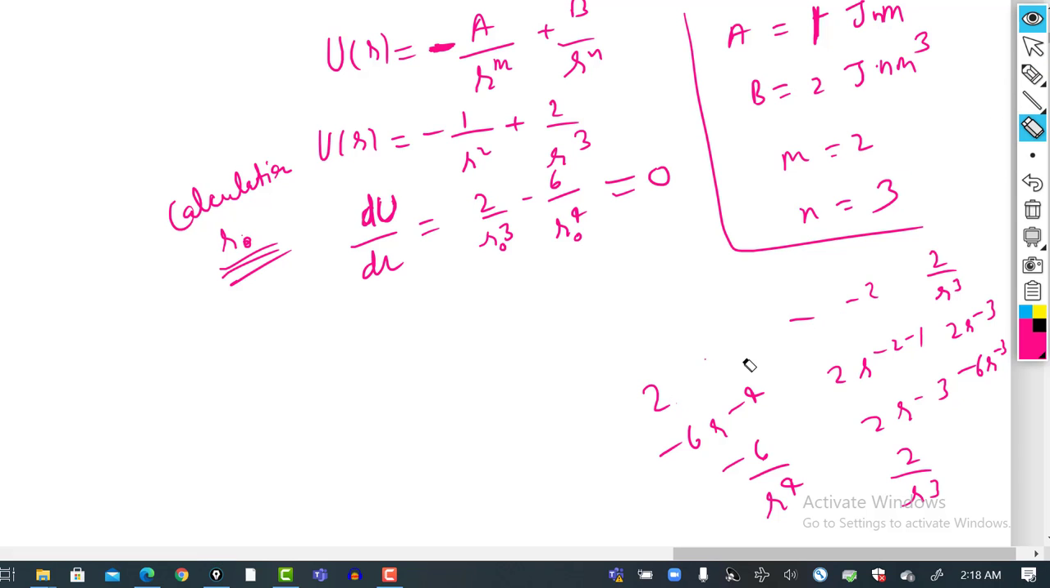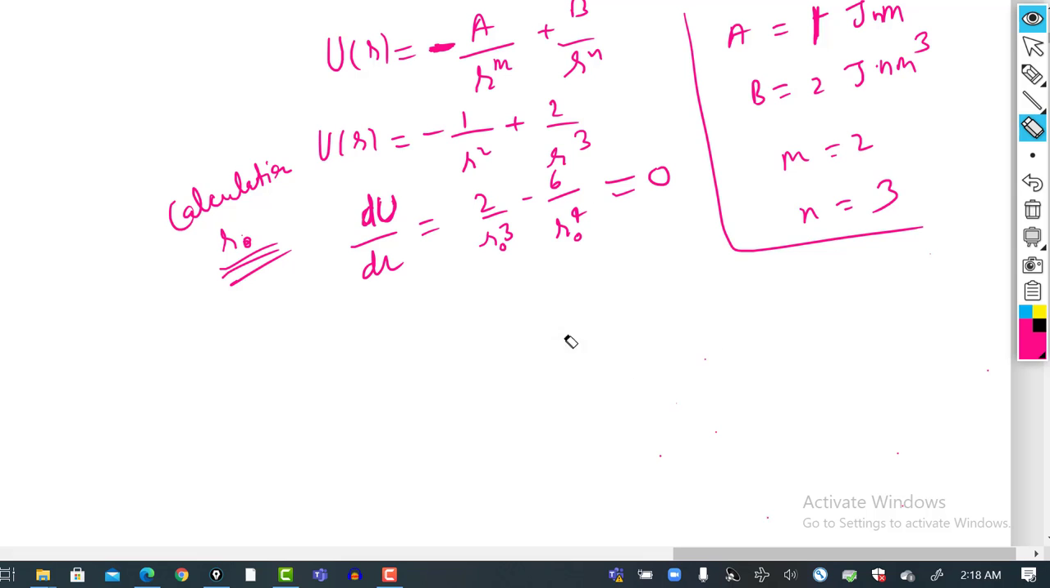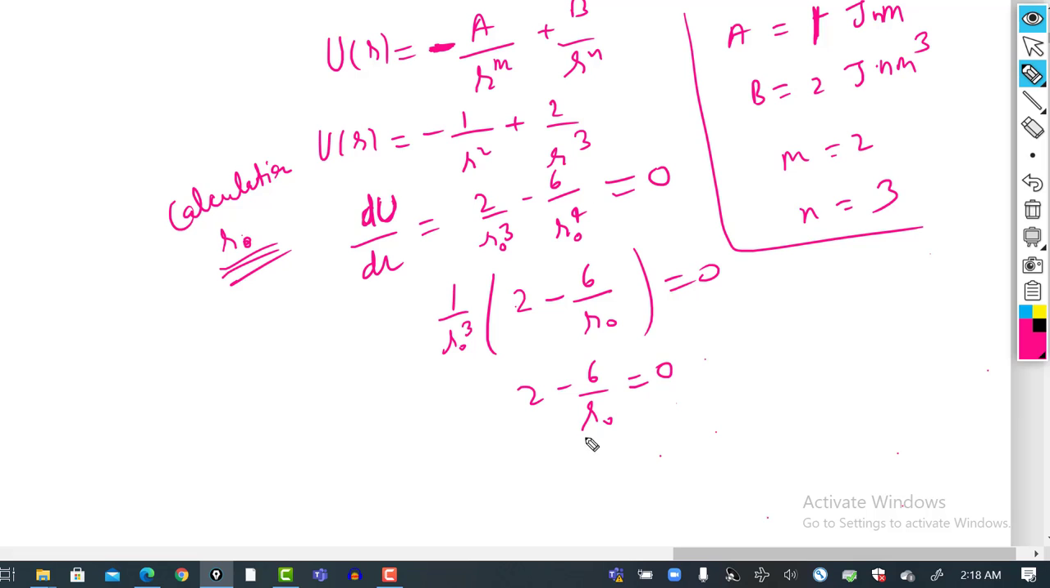Okay, now you can find out r naught also, right? So how can you find it out? Just factorize it and solve it, that's it. It's so simple. So here take common 1 by r naught to the power 3. Everything is already taken common, so nothing will be left in the denominator. If you take r naught to the power 3 common, it will become 2 minus 6 by r naught, because 3 is already gone, and it is equal to 0. So 2 minus 6 by r naught will become 0. So basically 6 by r naught will be 2 only, it means r naught will be 6 by 2. So basically r naught will be 3.